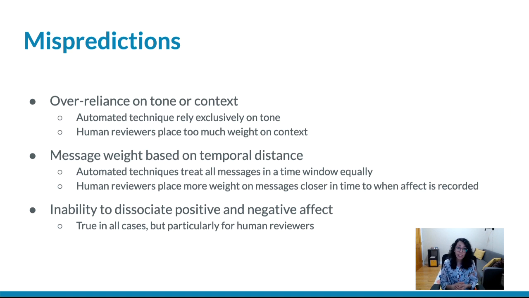Finally, through qualitative analysis, we identified 3 pitfalls that seem to lead to worse predictions of affect that we called mispredictions. The first of these was over-reliance on tone or context, the second of which was message weight based on temporal distance, where temporal distance is defined as the distance in time between a message and when the PANAS score for that session was recorded. And finally, the inability to dissociate positive and negative affect from each other.